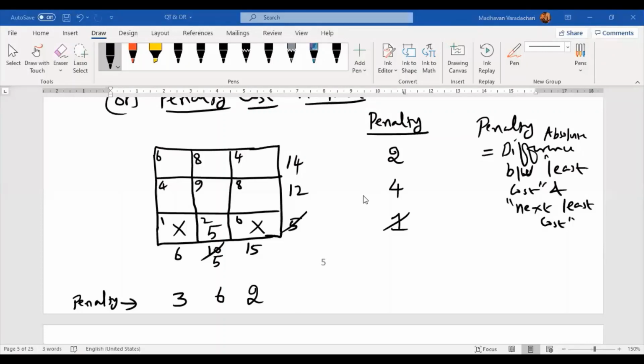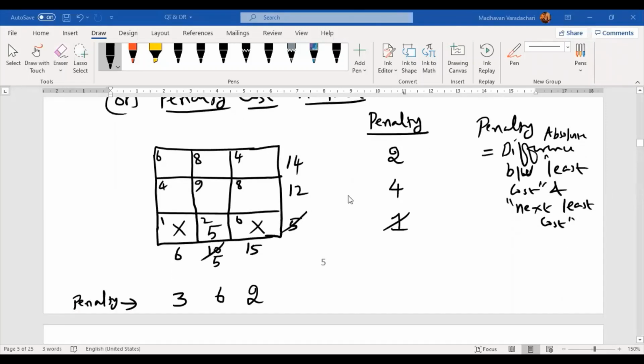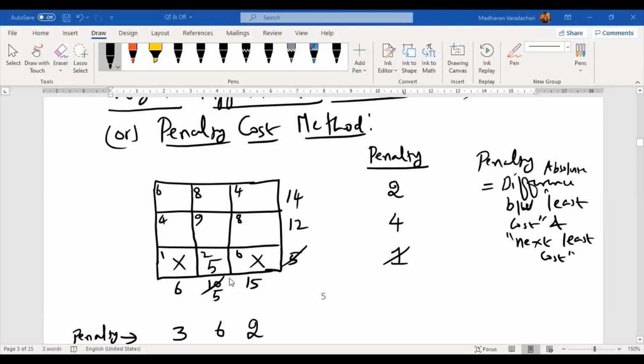What is that method? It can be called the penalty cost method. Now why are they calling it the penalty cost method? You had initially focused on the largest penalty. So there is a focus on penalty. After identifying the largest penalty, wherever it is occurring, whether in a column or in a row, you go to that particular column or row. Here you identified the largest penalty as 6, so you went to the second column. In that column, you identified the least cost.